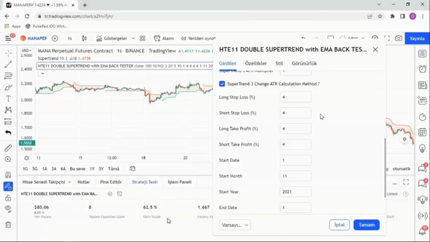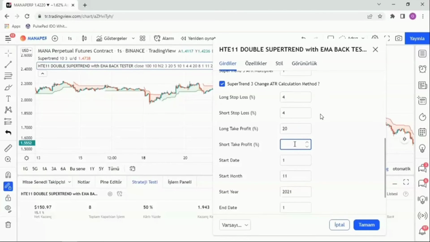As you can see, the success rate is 62%, which is fairly good. But since the number of positions are too low, we are not making significant amount of money. Let's try 1 to 2 risk and reward ratio. Our success rate dropped to 50% and net profit increased to 16%, which is not bad.